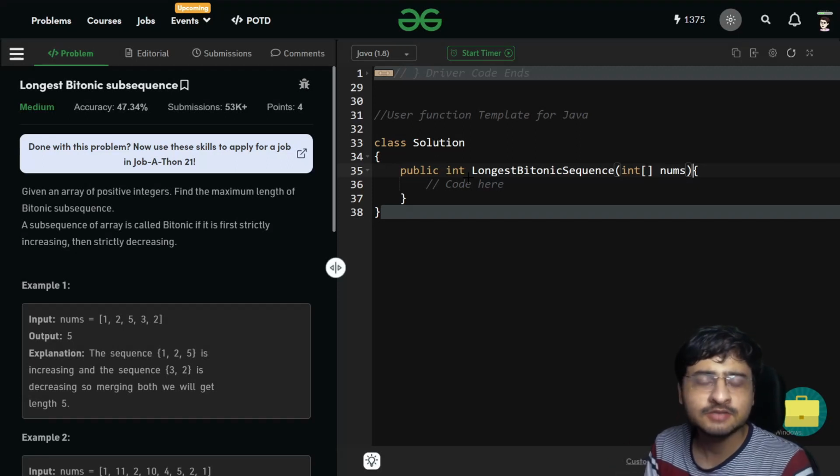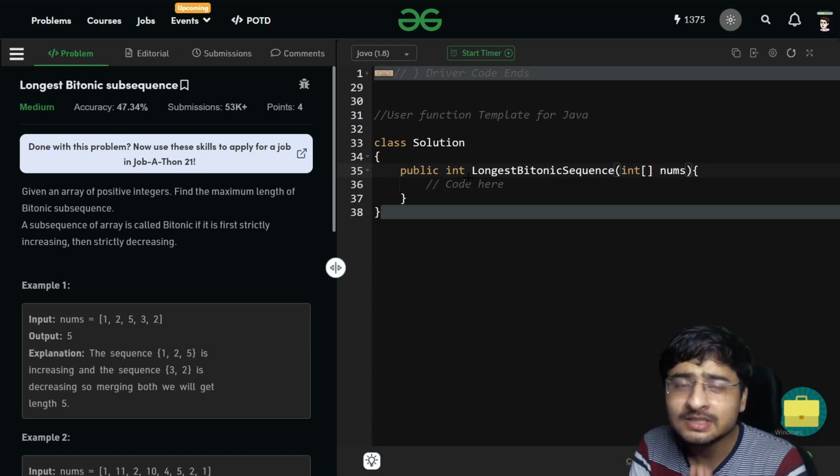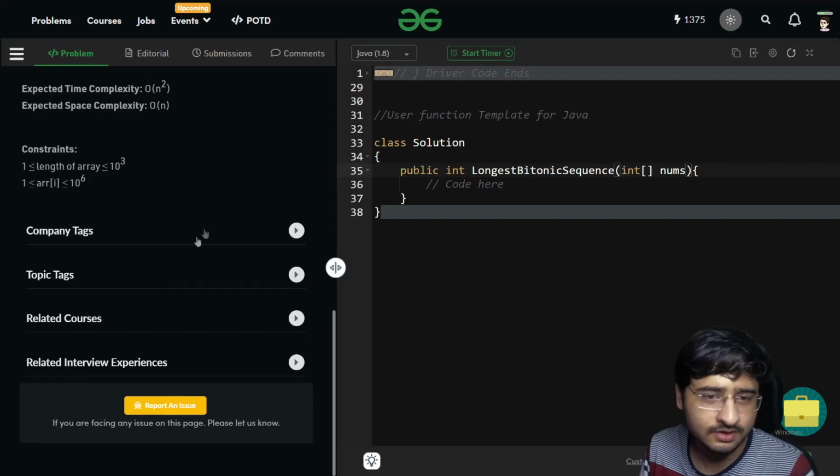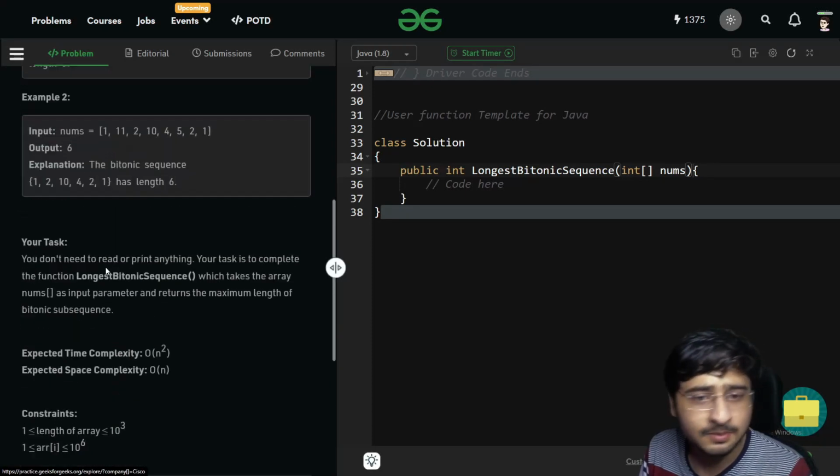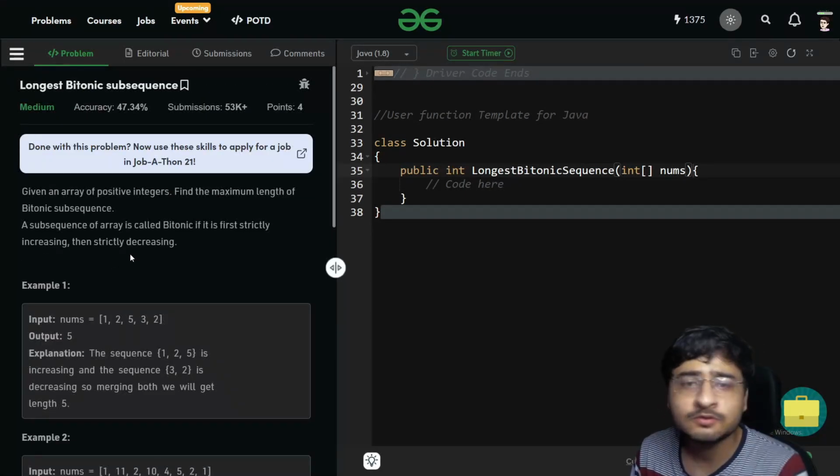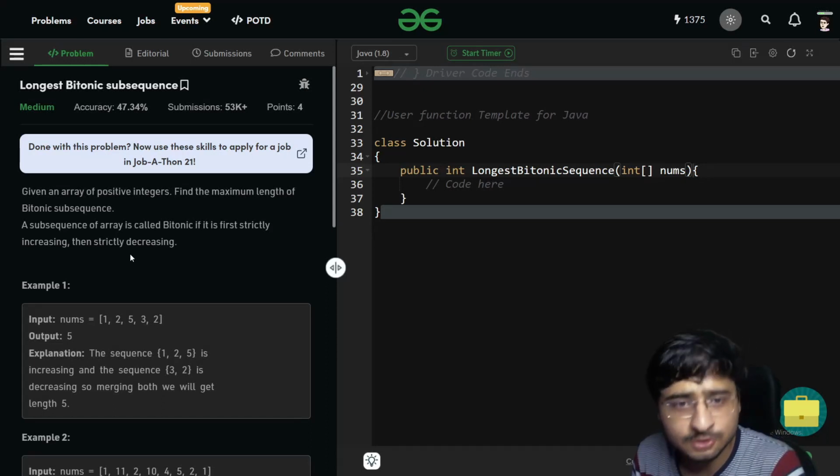So in today's lecture, we are going to see the follow-up problem of longest decreasing subsequence. The problem is very famous. It is asked a lot in interviews, like you can see in the company tags as well. So famous companies are asking this question. And the name of the problem is longest Bitonic subsequence, right?